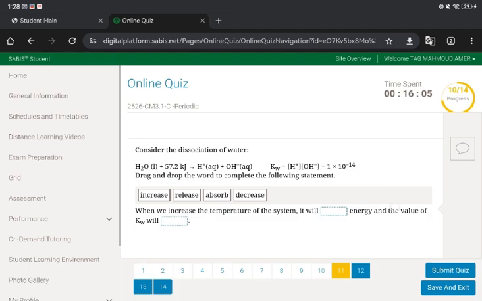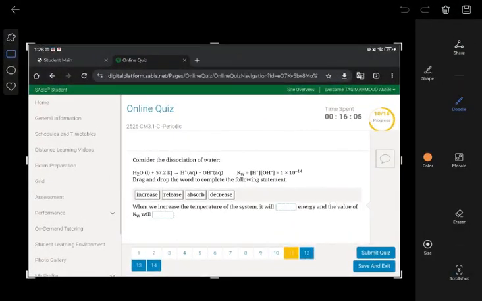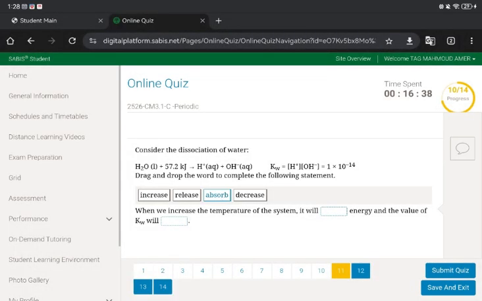So look here. The reaction is endothermic. So that means the heat is going this way. It's getting absorbed when you go this way. So when the temperature increases, you're trying to decrease it. So how do you decrease it? You're going to absorb it, so you're going to go this way. So that means this will decrease and this will increase. So if this increases, then obviously this would increase. That's why when you increase the temperature, it increases. So it will absorb, and the value of Kw will increase.